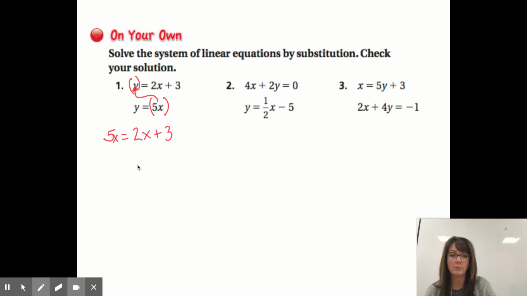Simple variables on both sides, an equation from chapter 1. So I subtract the 2x from both sides. I get 3x is equal to 3. And then I'm dividing by 3.